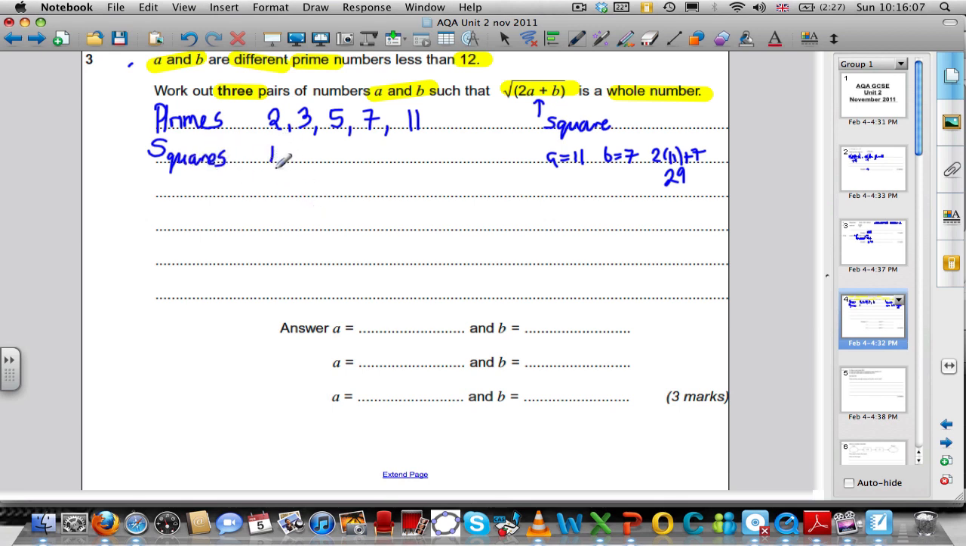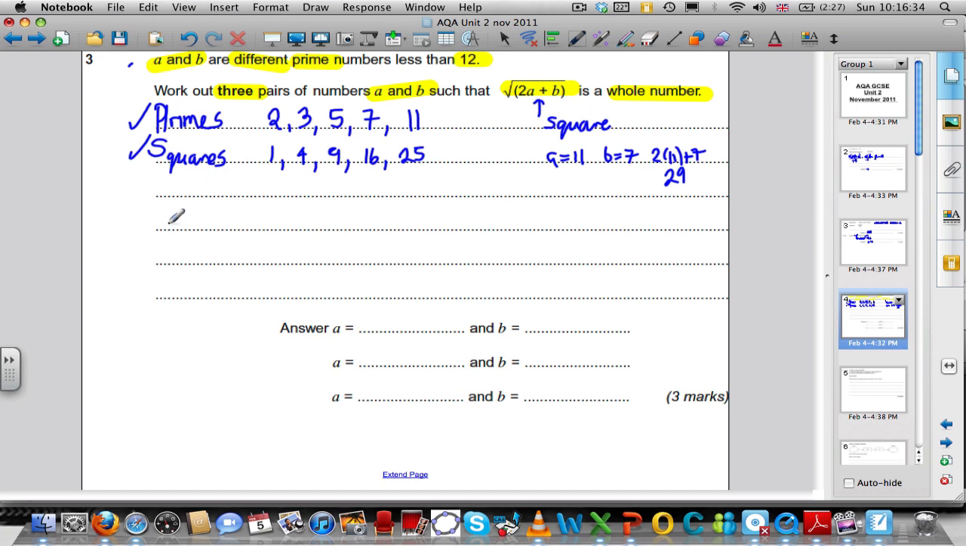1 times 1 is 1, 2 times 2 is 4, 3 times 3 is 9, 4 times 4 is 16, and 5 times 5 is 25. 6 times 6 is 36. It's outside where we need to be. So we've started quite well here. We've got the primes, our numbers A and B, and we've got the squares that we're trying to make with 2a and b. Okay, let's have a go at trying to make some of them.